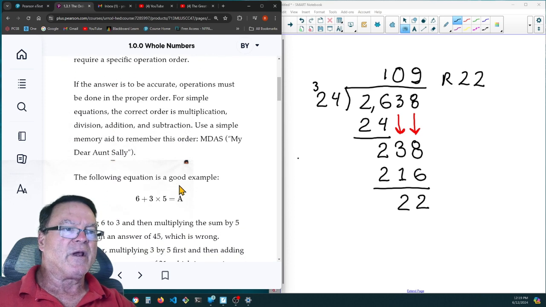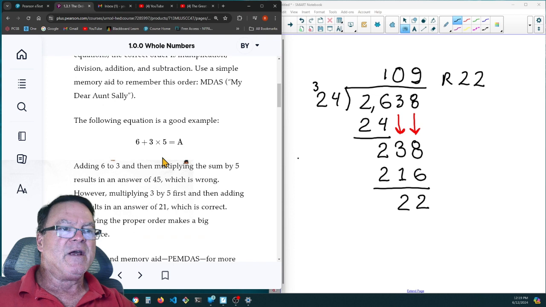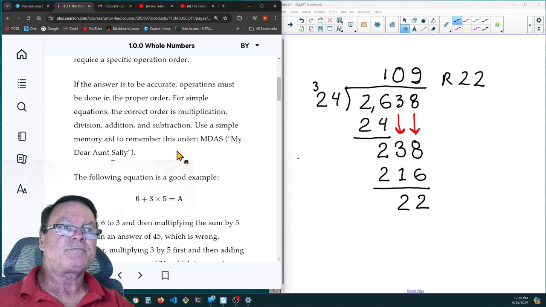It says the following equation is a good example: 6 plus 3 times 5. If we say 6 plus 3 is 9, times 5 is 45, that's the wrong answer. We're supposed to multiply 3 times 5 first to get 15, and then add 6 and get 21.